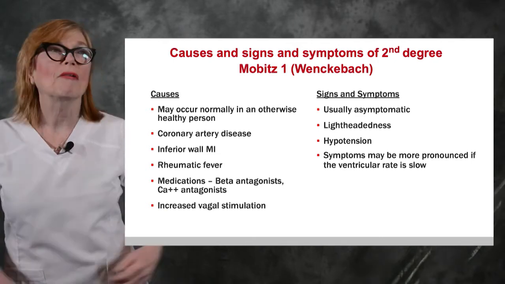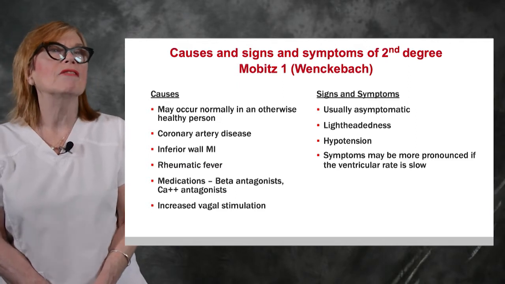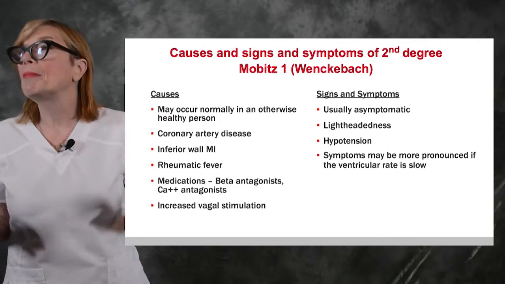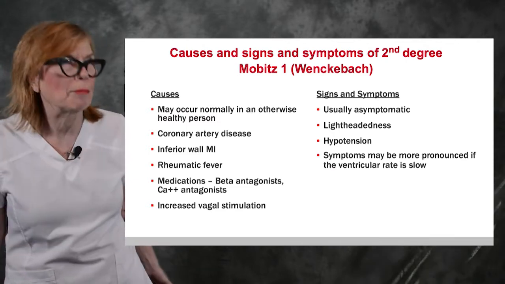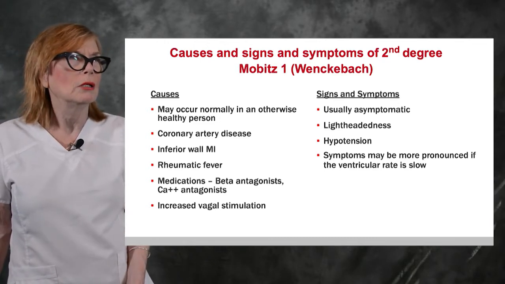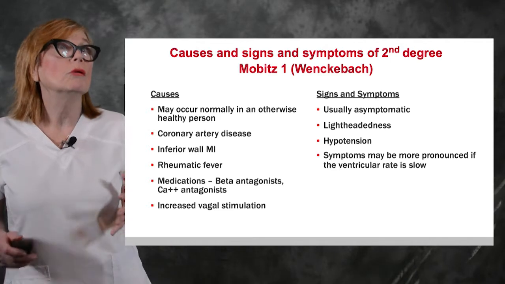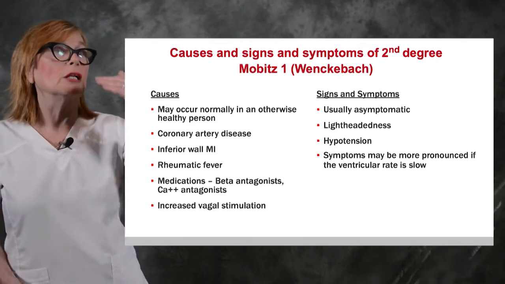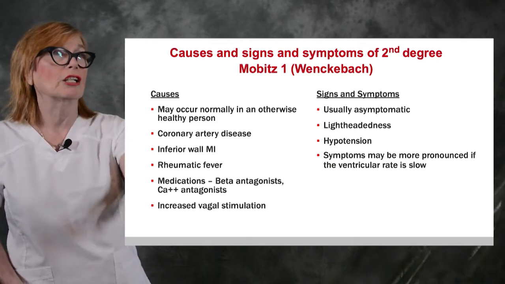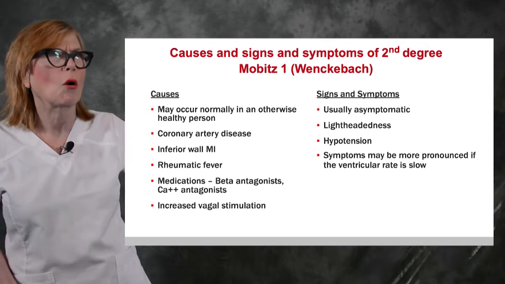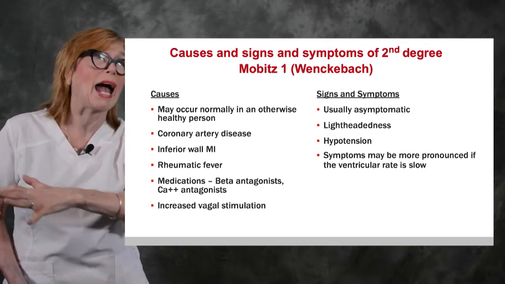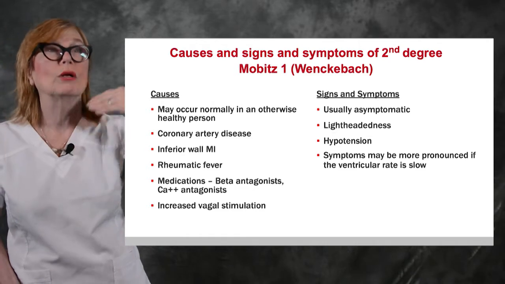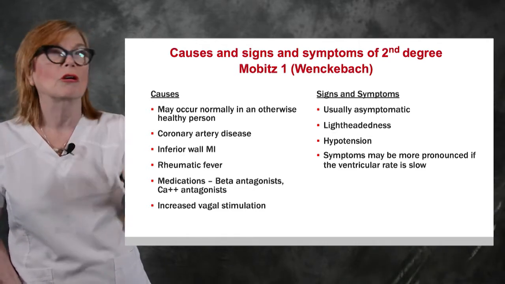Okay, very good. So, causes, signs, and symptoms of second degree Mobitz block. Causes: you might be healthy, probably have an inferior wall MI, rheumatic fever, medications like beta antagonists, calcium antagonists, potassium antagonists. If the patient has increased vagal stimulation, in the old days we didn't let patients who were cardiac patients make bowel movements because the strain to expulse their fecal material increased their vagal stimulation and could put them into complete heart block.